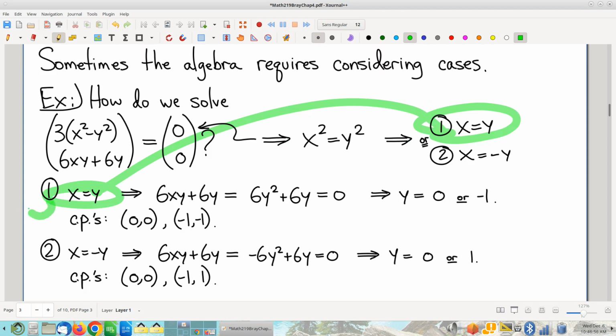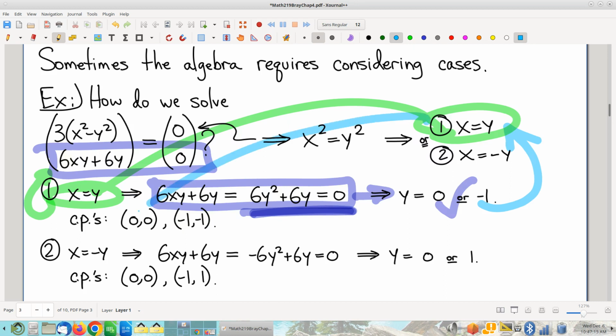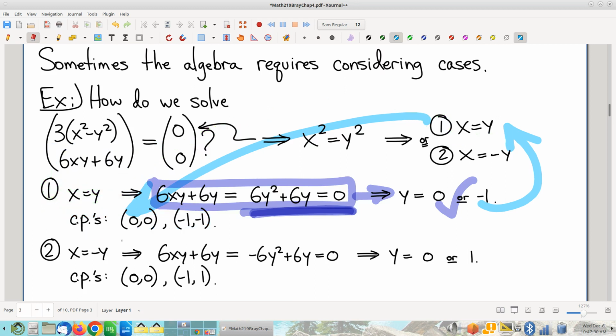What would x equals y tell me about this second equation? Well, this second equation, if x is equal to y, turns into this, which I can totally solve for y. Which you can then plug in to the condition and solve for x, and thus get your critical points. That make sense? No big deal, right? You just have to kind of, again, one case at a time, consider what those cases mean.